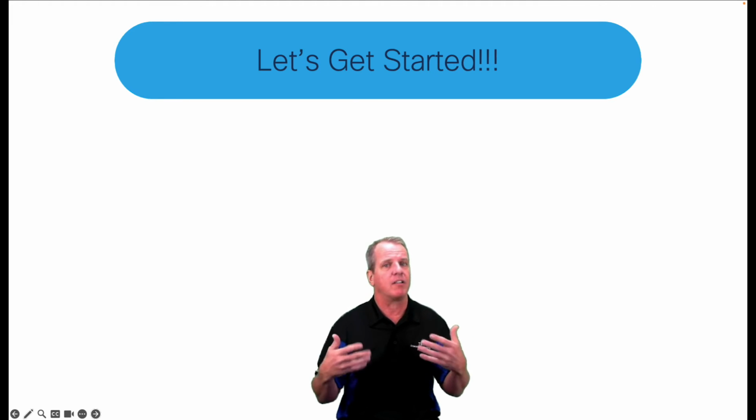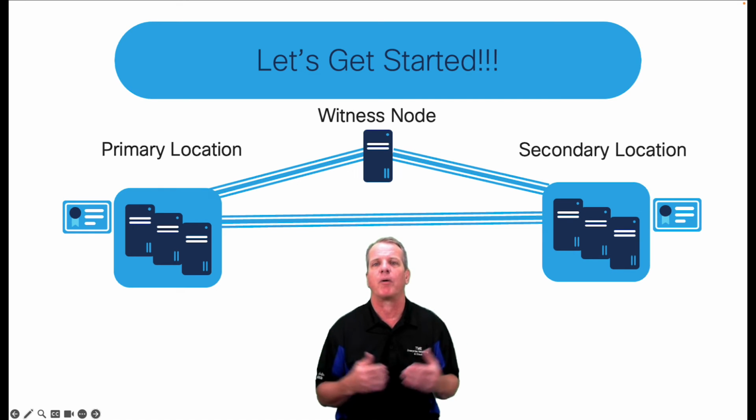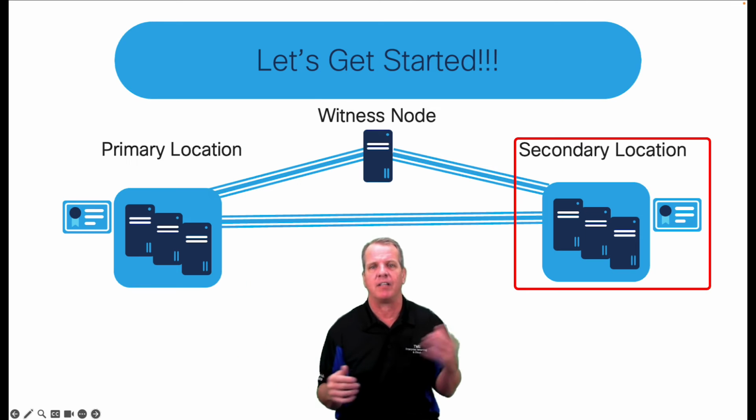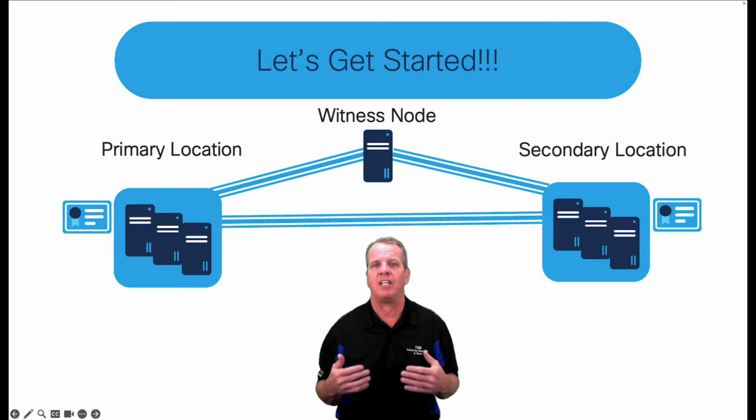Okay, so let's get started setting up disaster recovery. The first thing that we're going to do is install a third-party certificate, which will be used to authenticate the tunnels between the primary, secondary, and witness node locations. The certificates received need to be signed by a trusted certificate authority.